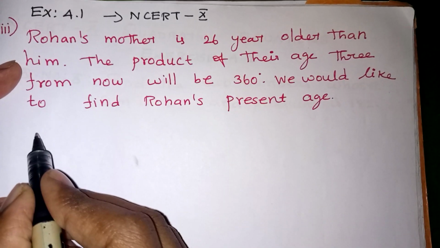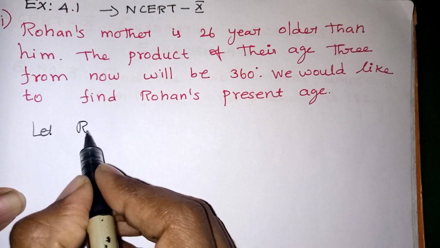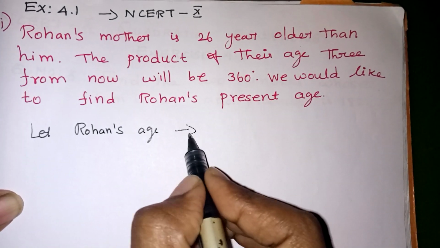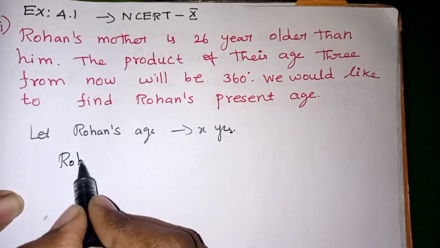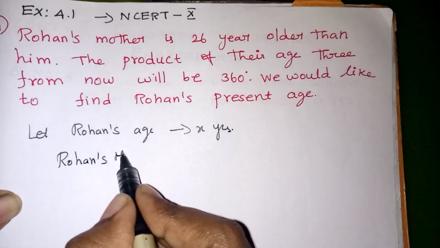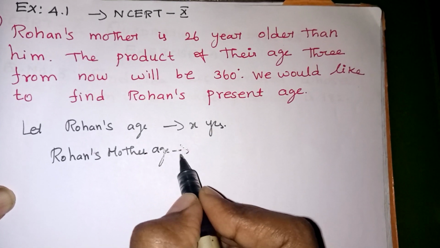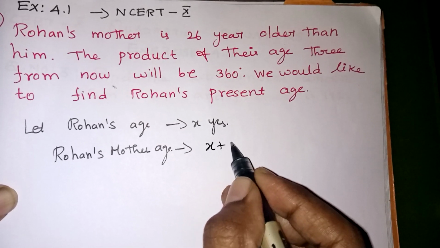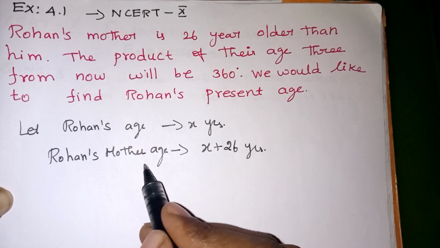Here first let us assume Rohan's age is x years. Now he is x years. So what will be Rohan's mother's age? Mother is 26 years older than him, so this will be x plus 26 years. So this is the present age of Rohan and his mother.